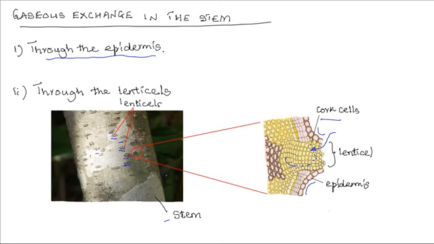So in the stem, oxygen diffuses in and is used in respiration, while carbon dioxide diffuses out through the lenticel. So in this way, the plant is able to obtain oxygen for respiration and release carbon dioxide as a waste product.